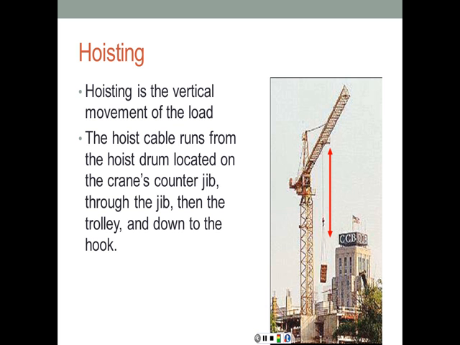Hoisting. Now we're going to look at the different motions of that tower crane. The first one is hoisting, which is the vertical lifting. So hoisting is the vertical movement of the load. The hoist cable runs from the hoist drum located on the crane's counter jib here at the end, through the jib, and then the trolley, which is the moving part on the jib, and down to the hook, which is going to be where the load is going to be attached to the crane.